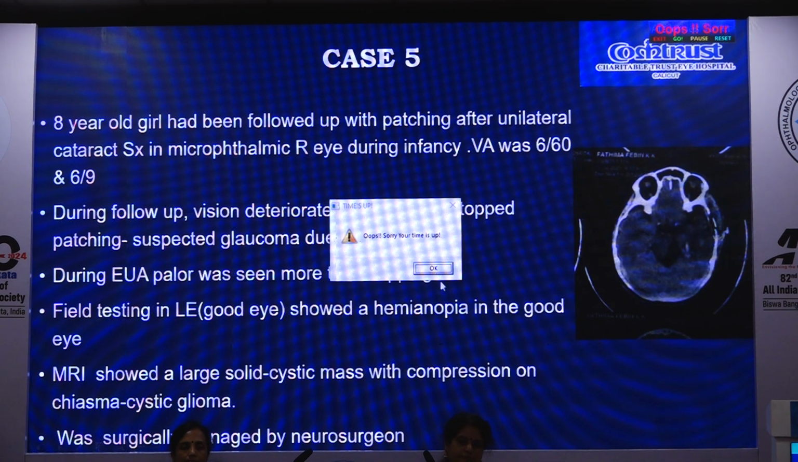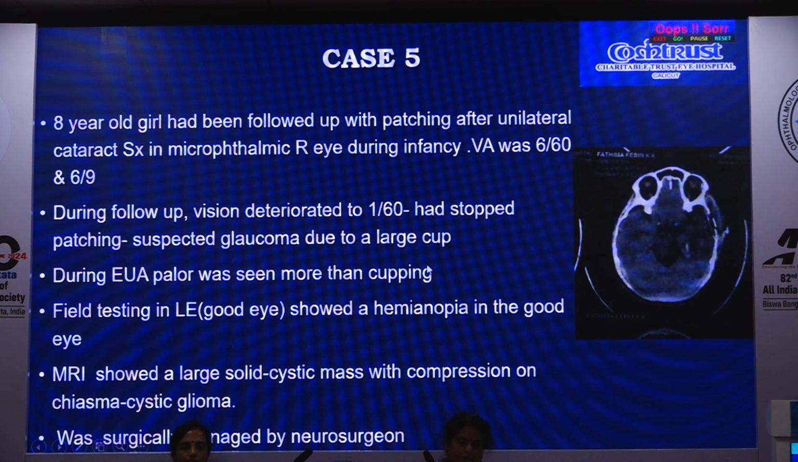So traumatic optic neuropathy is sometimes another condition where you have to look at the fundus very carefully and look for any RAPD. So this is an 8-year-old child who was being followed up after a unilateral cataract surgery with amblyopia. Later we found that her vision was dropping. She was not very compliant with patching, but the disc appeared pale, and vision was down below a few meters, so we couldn't do a field test in that eye. But when we did field testing, the other eye showed hemianopia and a large solid cystic mass was seen.